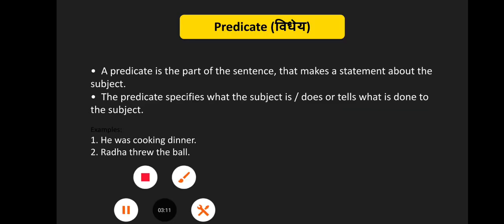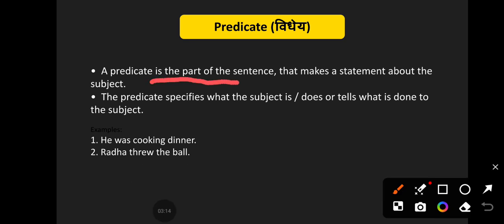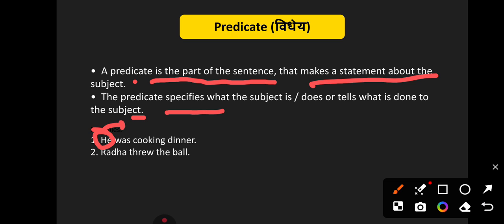Next, what is a predicate? A predicate is the part of a sentence that makes a statement about the subject. The predicate specifies what the subject is, does, or tells what is done to the subject. For example, "He was cooking dinner." What is the subject? He is the subject, and "was cooking dinner" is the predicate. And what is Radha? Radha is the subject. "Threw the ball" is the predicate.